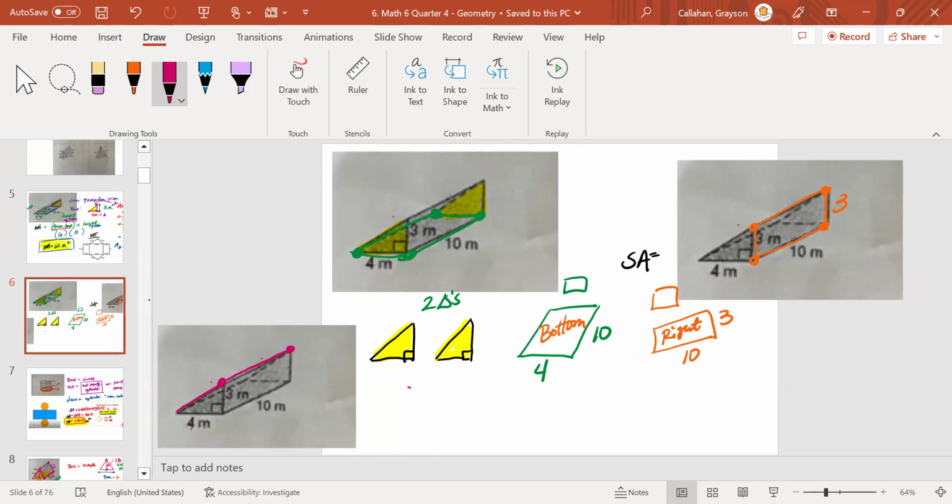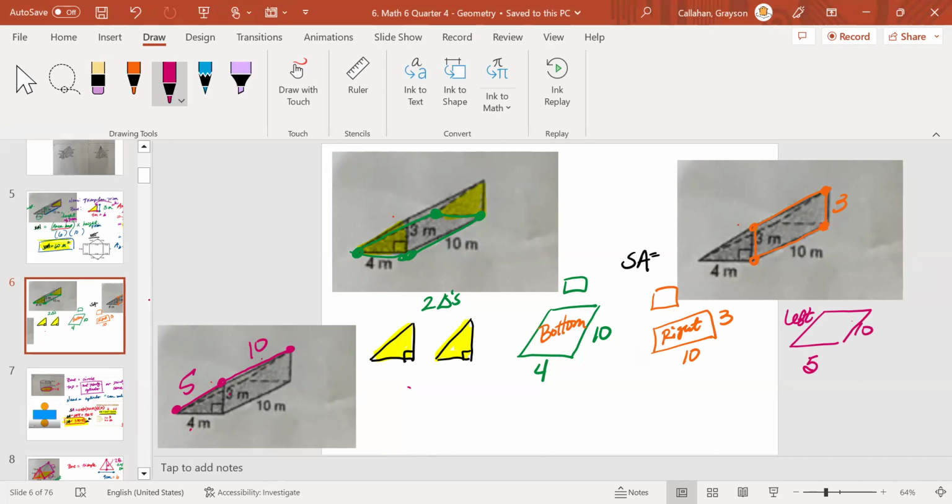If this is 3 and this is 4, you know that this side right here is 5, right? This side right here is 10. So then you have this piece right here. This is the left side piece, I guess you could say. This right here is 5. This right here is 10.